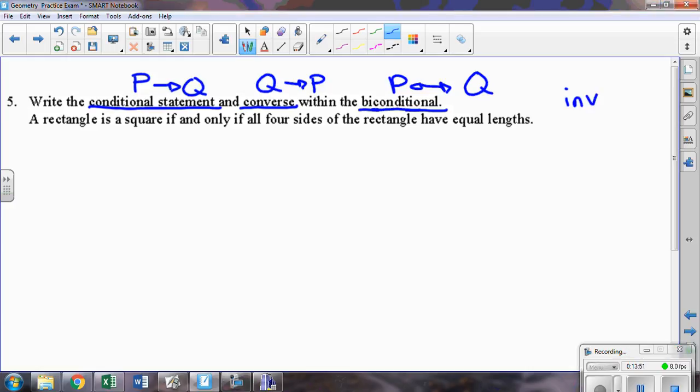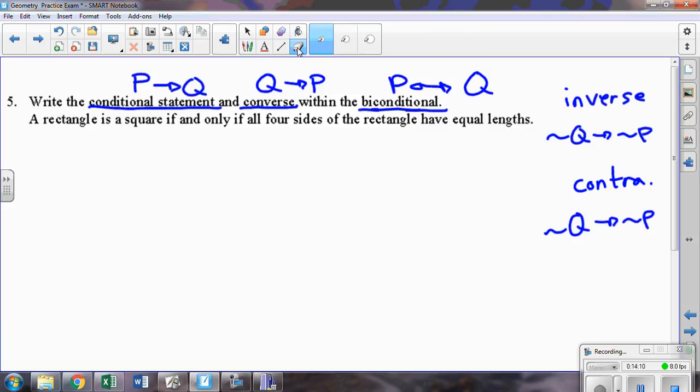Just for the sake of completeness, please remember that the inverse is not Q implies not P. Also remember that the contrapositive, I've got that backwards. Contrapositive is not Q implies not P. The inverse, had those switched around there. I don't know what my brain was thinking, but I had them backwards for a second. This problem does not ask us for inverse and contrapositive, but they're all a related topic, so you should be prepared to do any of them.